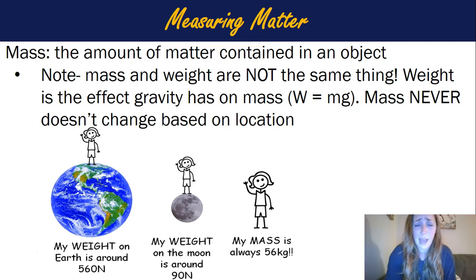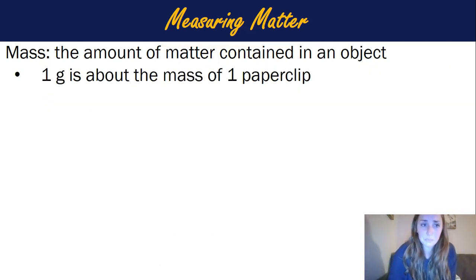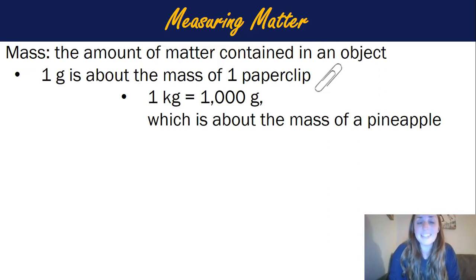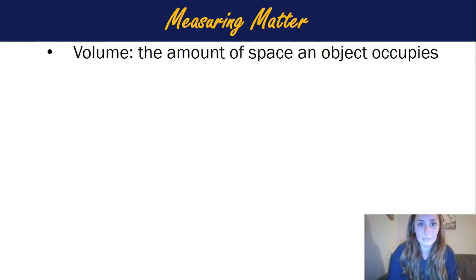Unless you chop something in half, then obviously the piece you're left with is smaller. But if you don't change the size of an object, then its mass is always the same. So what is a gram? Well, 1 gram is about the mass of a paperclip. So think about how much stuff is in a paperclip, how that feels in your hand, and that's about a gram. A kilogram is 1,000 grams. So you can either think of 1,000 pineapples, or I'm sorry, 1,000 paper clips, or you can think of 1 pineapple. So about the mass of a pineapple is about 1 kilogram.